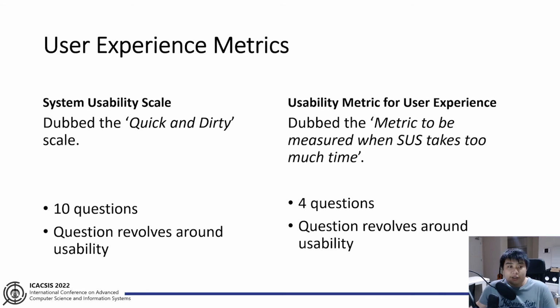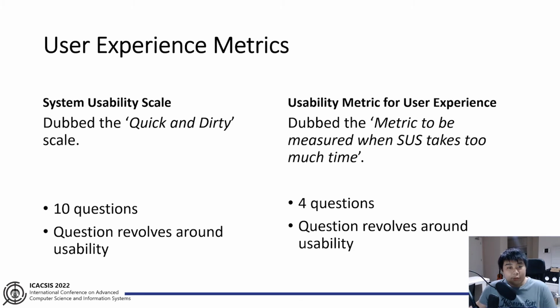To measure the usability of a system or an application, a questionnaire called the System Usability Scale was invented. Created in 1996, it is dubbed the quick and dirty scale, is used widely, and has accounted for more than 43% of the post-study questionnaires in industrial usability studies.